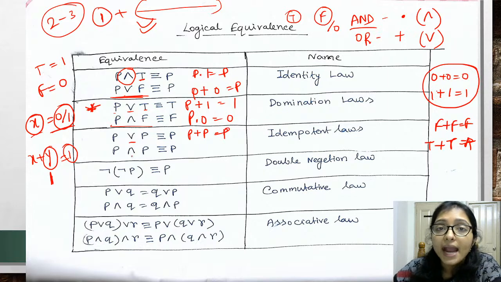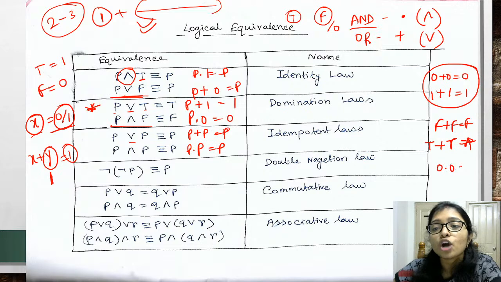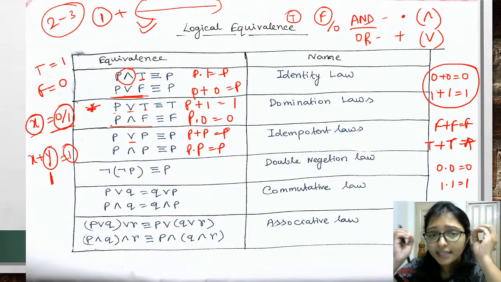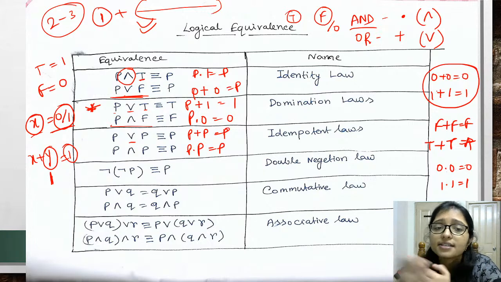Now P and P. P and P means what? You are multiplying. That is, P dot P is always P. Means 0 dot 0 is 0, 1 dot 1 is 1, right? Except for 0 and 1, true and false, nothing else is possible. So that is the coming rule. These are the rules. You have to apply the rule in that way.